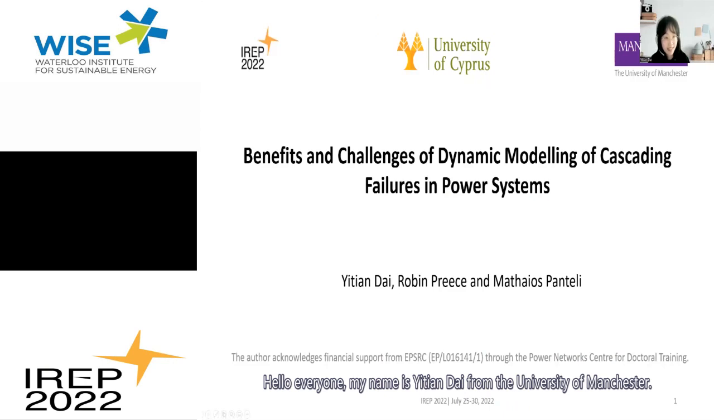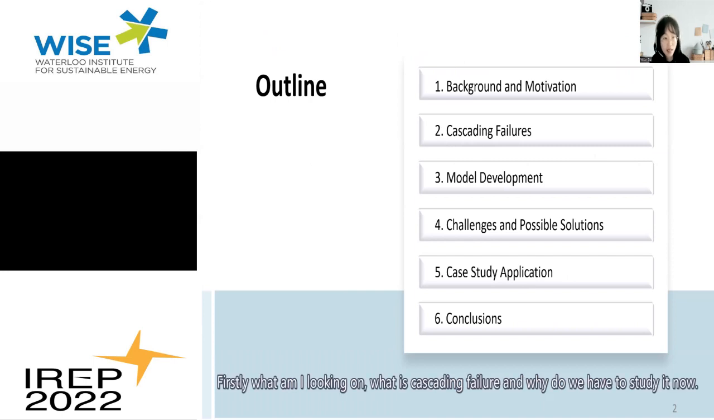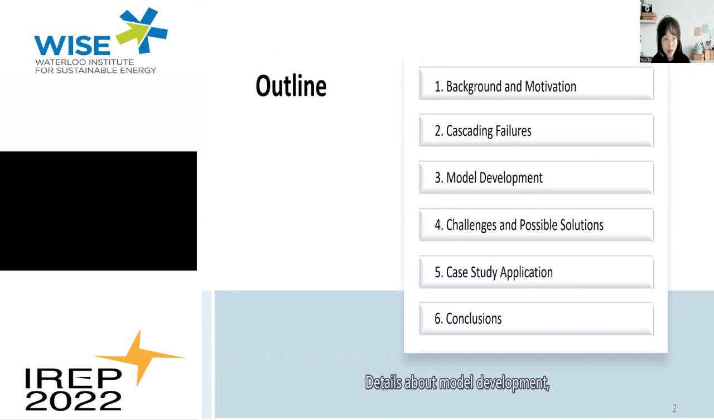Hello everyone, my name is Yitian Dai from the University of Manchester. I'm going to show you our recent work about the benefit and challenges of dynamic modeling of cascading failures in power systems. In my presentation, I'm going to show you firstly, what am I looking at? What is cascading failure and why do we have to study it now? Details about model development as well as the challenges and possible solutions will be presented. After that, case studies will show how the internal parameters affect the simulation efficiency and result accuracy. The main findings will be discussed.